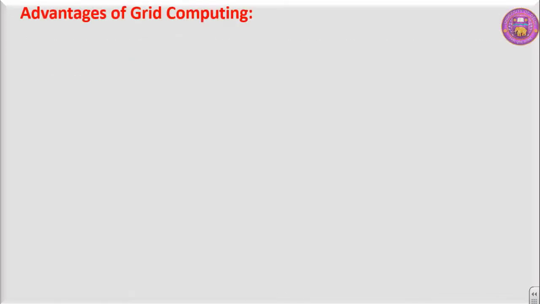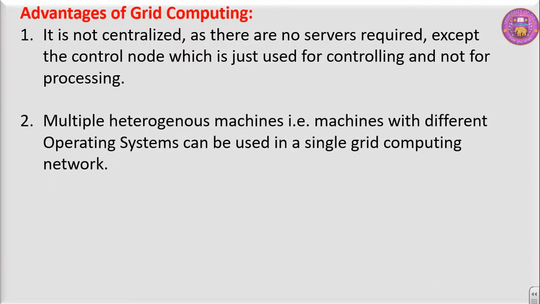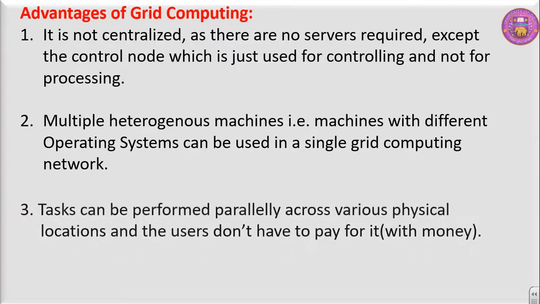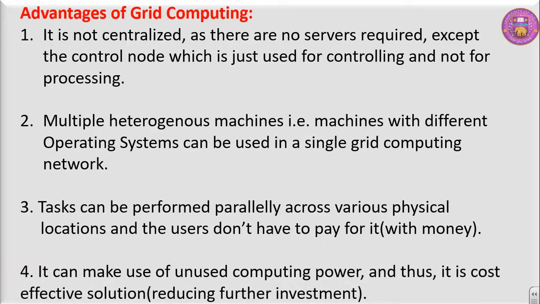What are the advantages of grid computing? First, it is not centralized, as there are no servers required except the control node, which is just used for controlling and not for processing. Second, multiple heterogeneous machines, that is, computers with different operating systems, can be used in a single grid computing network. Third, tasks can be performed parallelly across various physical locations and the users don't have to pay for it, that is, money. Fourth, it can make use of unused computing power and thus it is a cost-effective solution, reducing further investment.